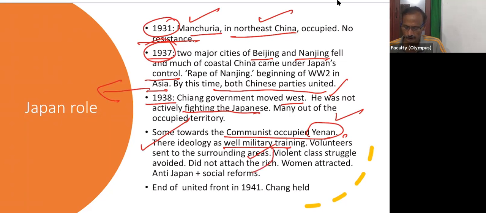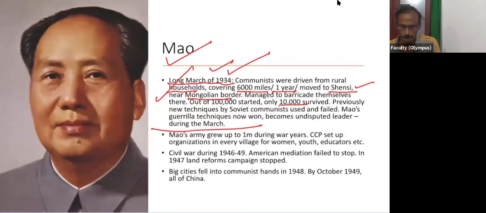Okay. And so more people joined the communists. And during the war years, Mao's army grew to 1 million. So what the Japanese occupation did was raise nationalism, and communists were better at it, and many people joined.